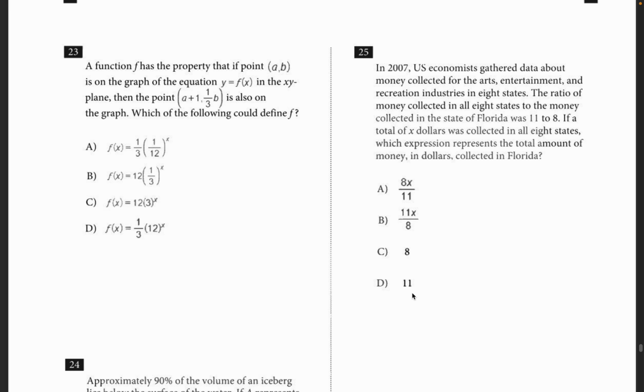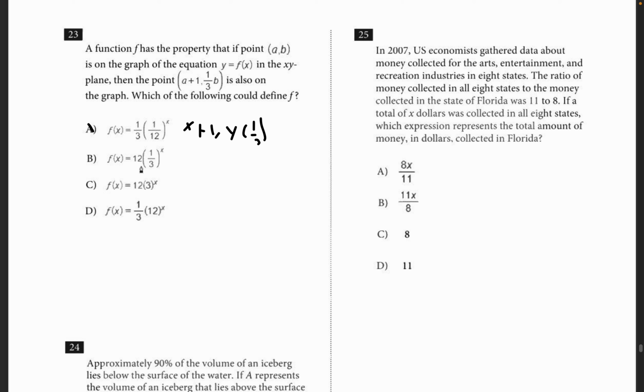A function f has the property that if point A, B is on the graph of the equation, then A plus 1, so this is saying for every x value that increases, y increases by 1/3. Or y plus 1. So let's see, for every x value that increases, well, that means that 1/3 has to be the growth rate, right? Because we're multiplying it. So y is 1/12 over 12 here. Yeah, I think this is correct, right? Because this is the only one that has the 1/3 growth rate.